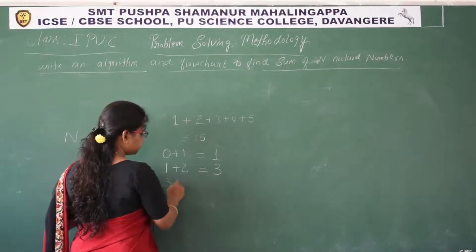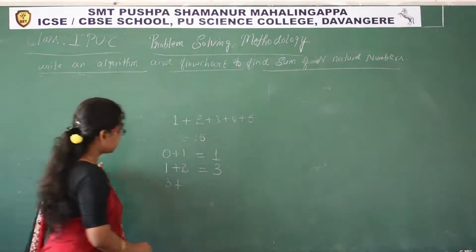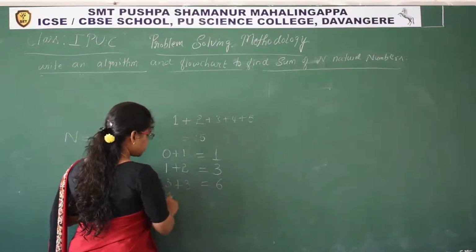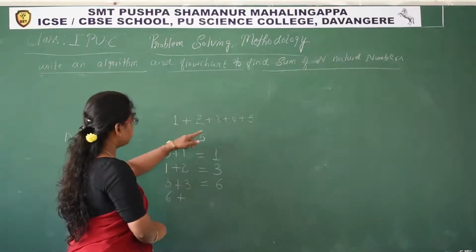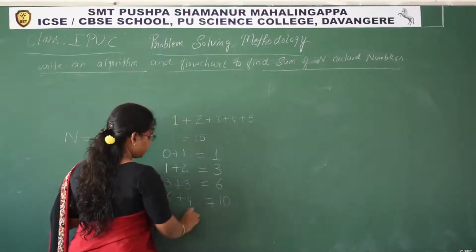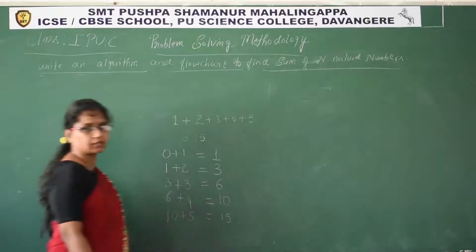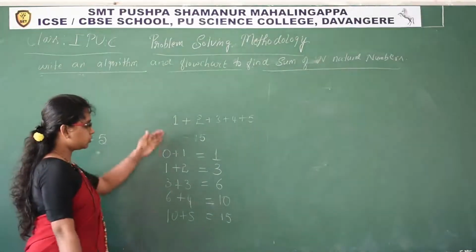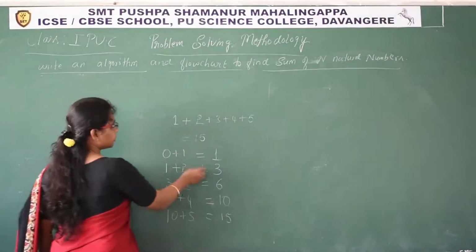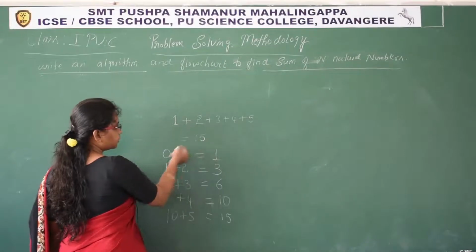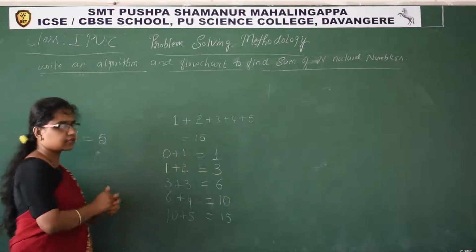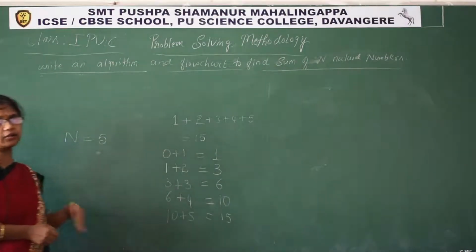3 plus, so this is the result, no? 3 plus 3, 6. Next 6 plus 4, 10. Next 10 plus 5, 15. This is the logic. So in this way we approach the procedure and we get the result. Here every time we take a number and that number has to be added with the previous step result and it gives a result. That result again will be the addend to the next step.